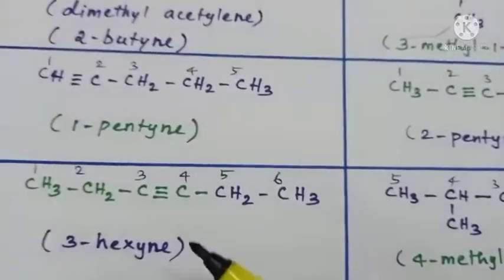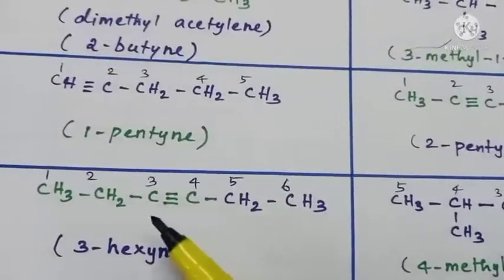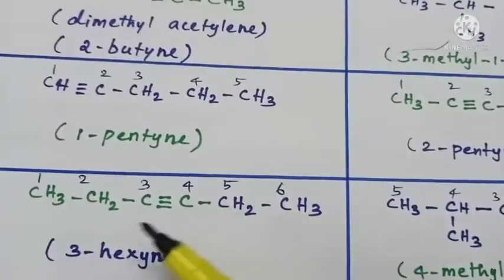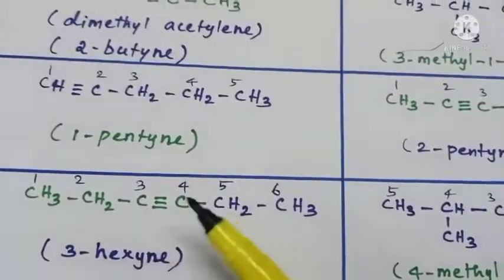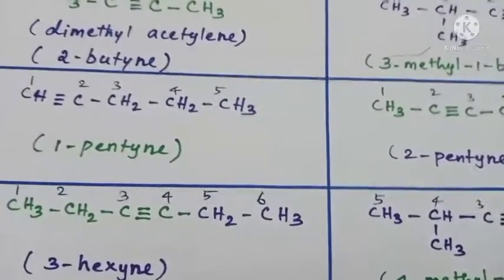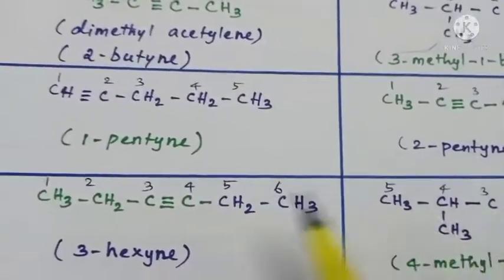Next one with 6 carbon atoms, isn't it? So this is the acetylene portion. Either side there are ethyl groups, isn't it? Either side we have an ethyl group. So it's nothing but diethyl acetylene. That is the common name. Okay.